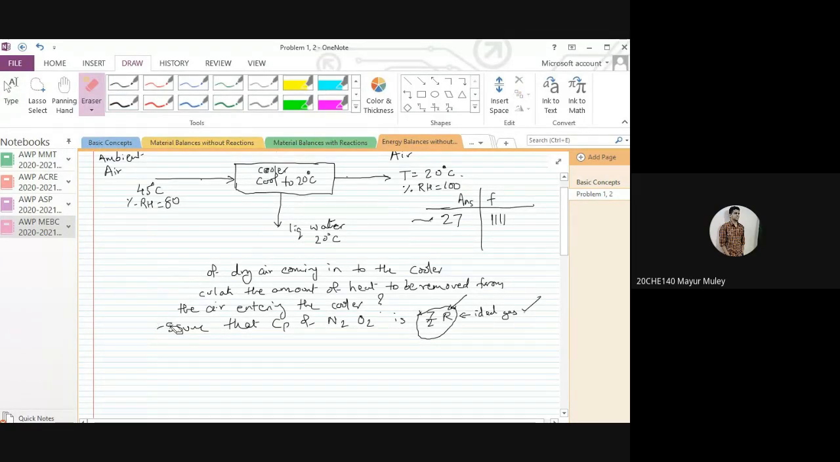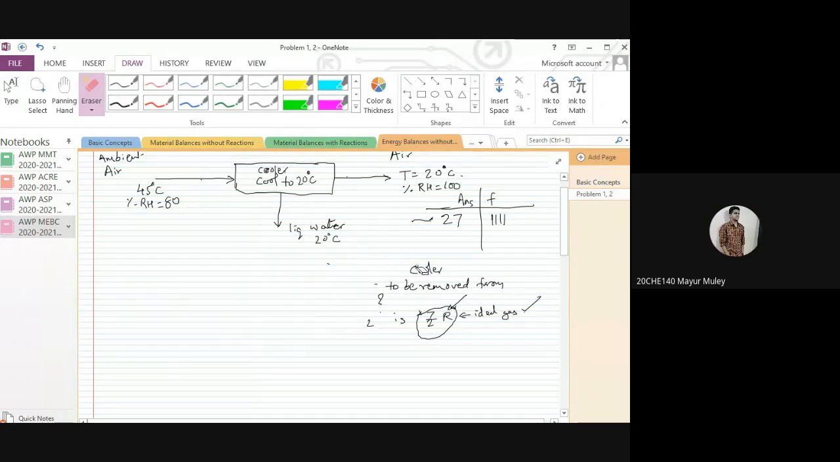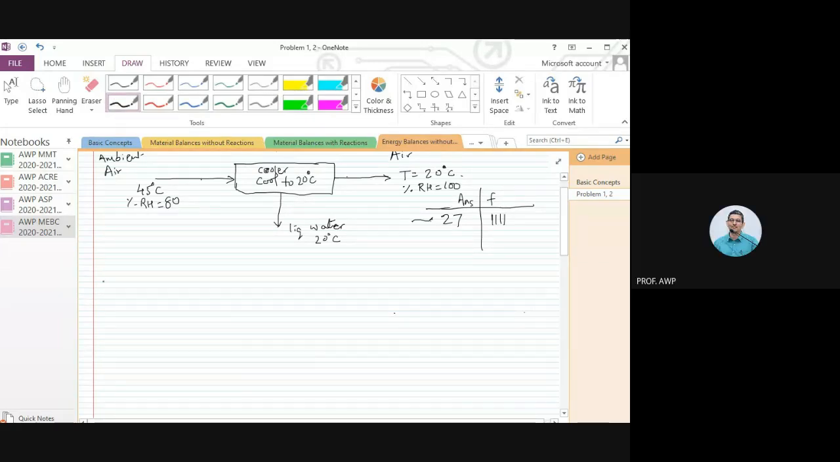Sir, initial temperature is 45 degrees Celsius. Yes. And percent RH is 80. From that, I calculated the vapor pressure using the Antoine equation. Then the partial pressure. Wait. What we are doing is first doing the material balance. Yeah, material balance. I'm just trying to explain so that people who have some difficulties can also follow. So first we are doing material balance.